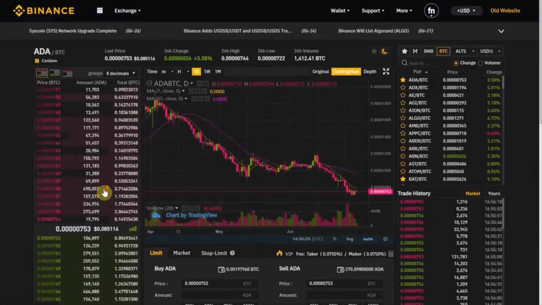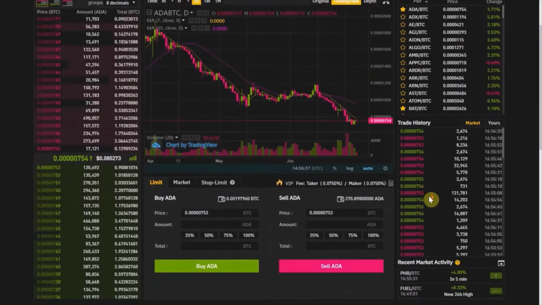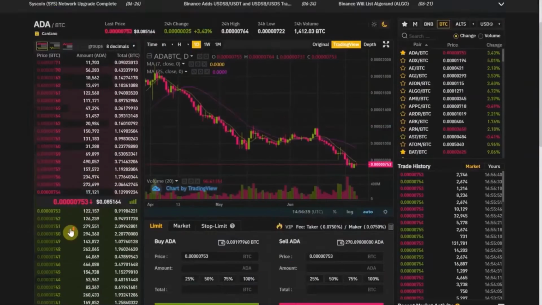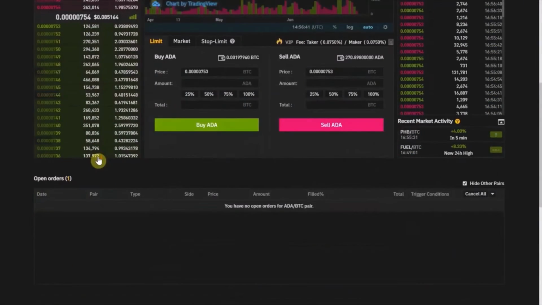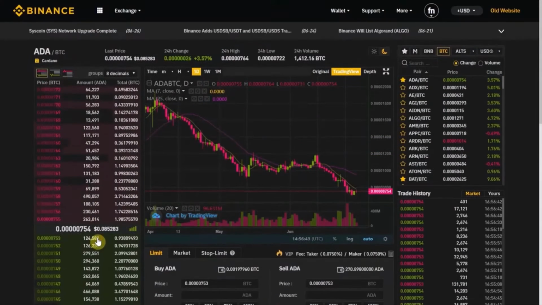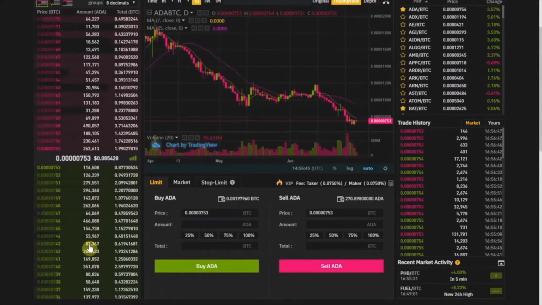And if this is your first time in an exchange or a crypto exchange, I can see how this can be intimidating. So let's break it down in sections. On the left side, you have the order book. And the order book is basically all the orders that are placed on the market for everyone to see.